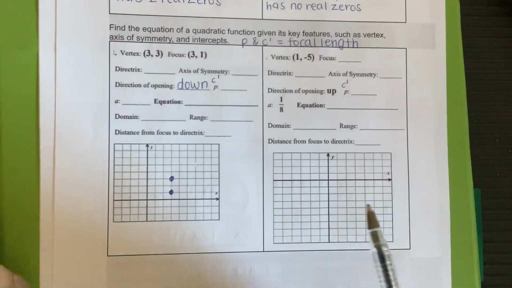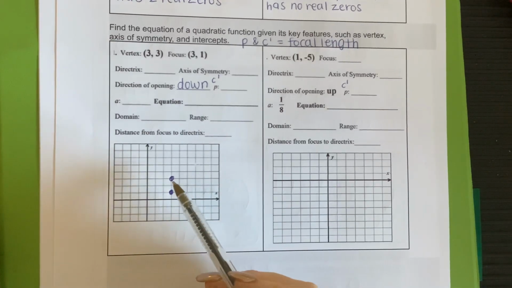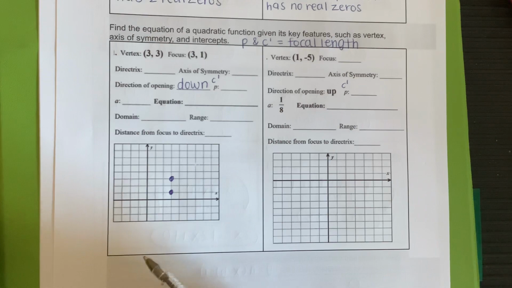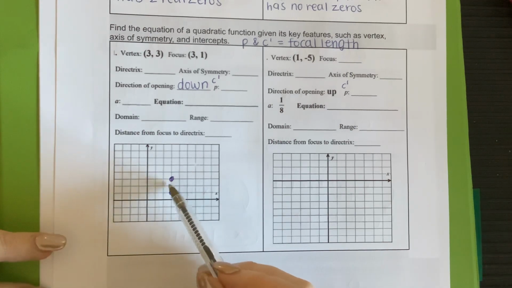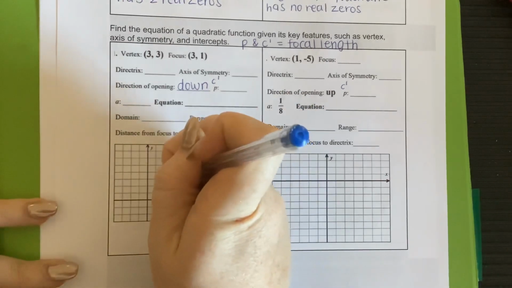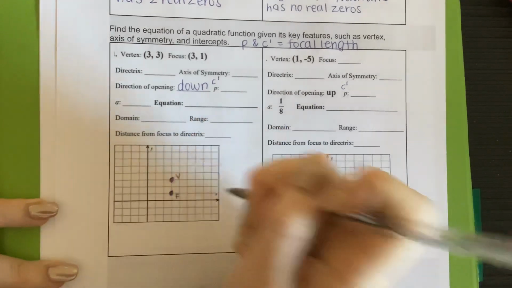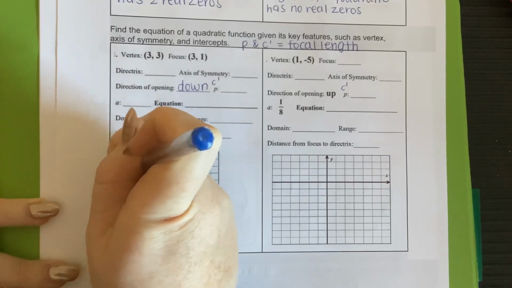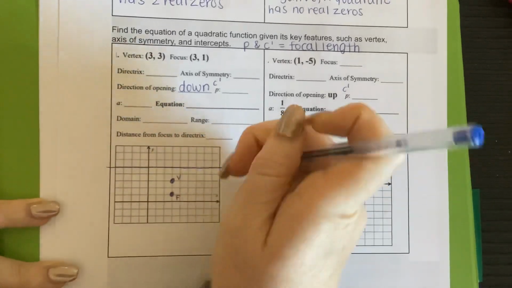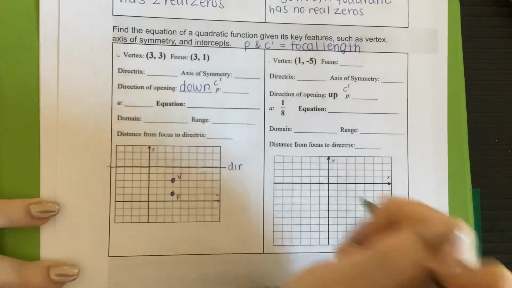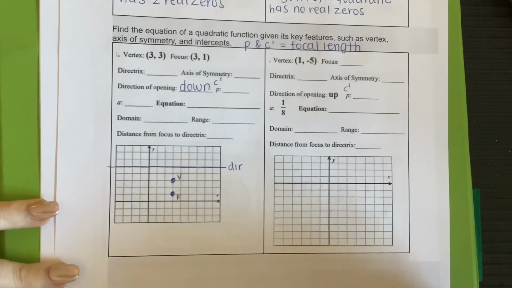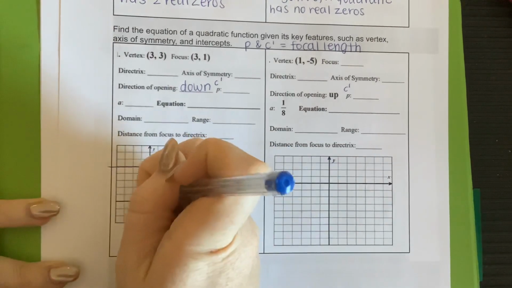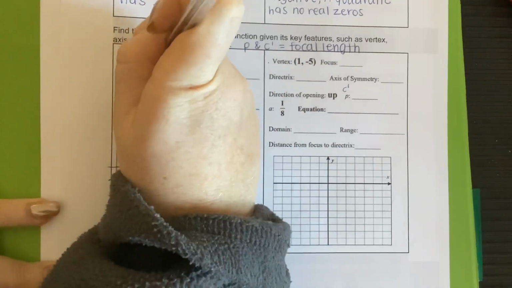Also, I know that from my vertex to my focus and my vertex to my directrix are the same amount, just opposite directions. So I went down 2 to get to my focus. Let's write that that's our vertex. This is our focus. That means I'm going to go up 2, and this is going to give me my directrix. Remember, your directrix is always going to be a line, so this is going to be the line of y equals 1, 2, 3, 4, 5.